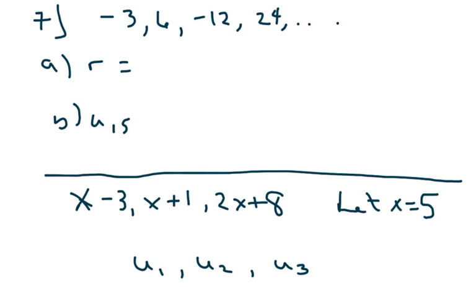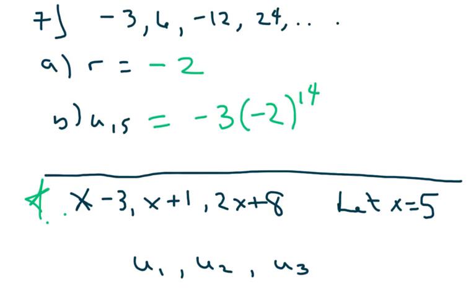Again, same thing. There's a little take on this, but it's very simple. So R, you can see, is -2. So u sub 15 would be -3 times -2 to the 14th. And that equals -49,152.